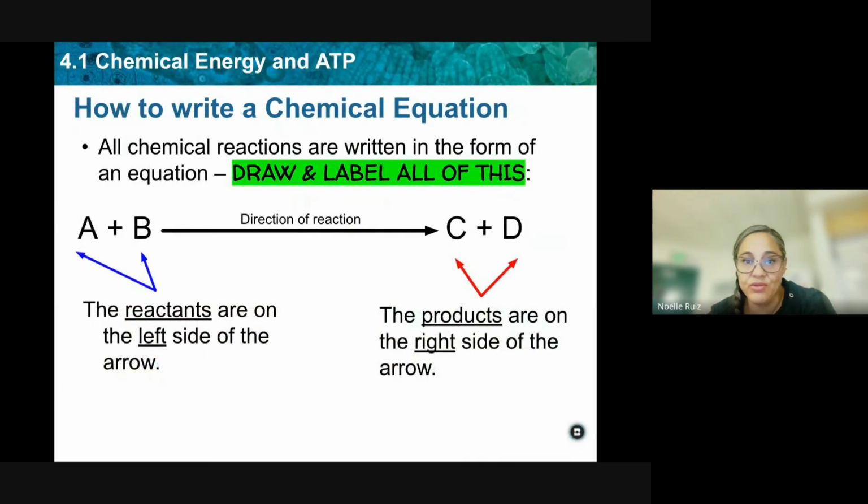How to write a chemical equation. All chemical reactions are written in the form of an equation. And yes, I want you to draw and label all of that. That's why it says highlighted in green, draw and label all of this. And you read it just like you would a sentence. You start on the left. Like we just said, the starting substances are the reactants. So A and B are the starting substances. They are on the left side of the arrow.